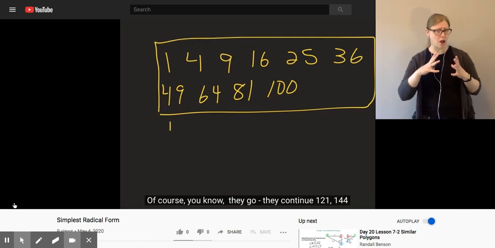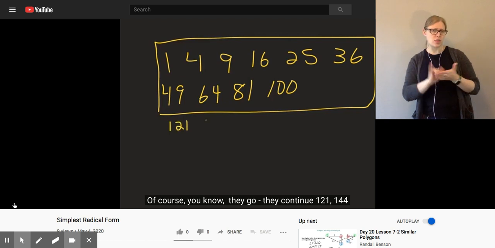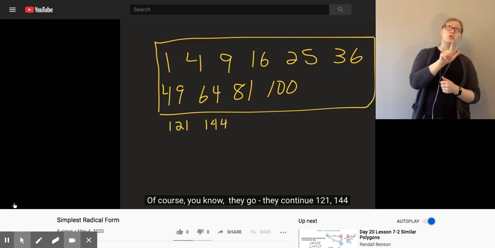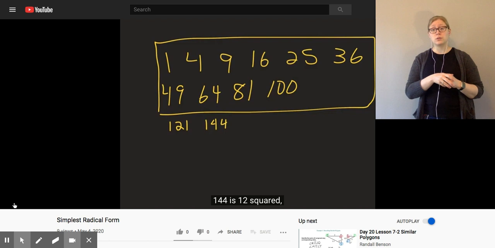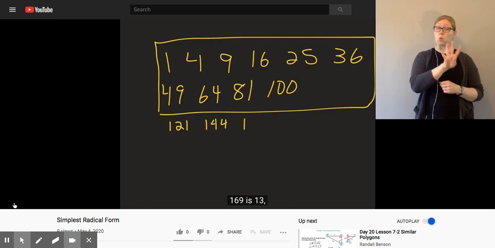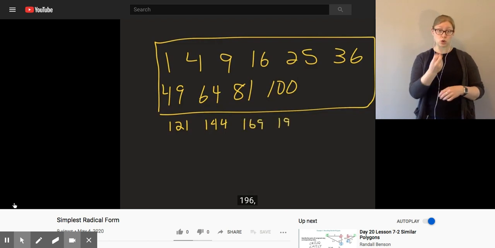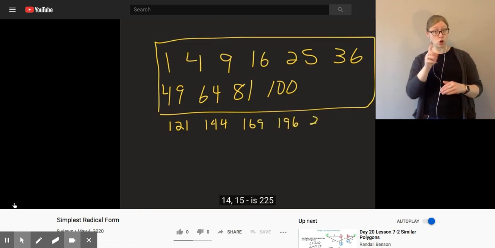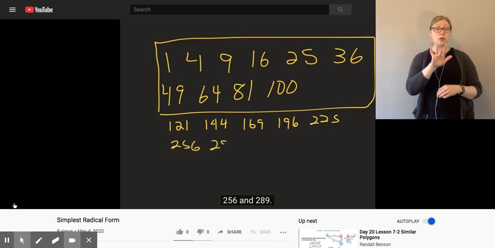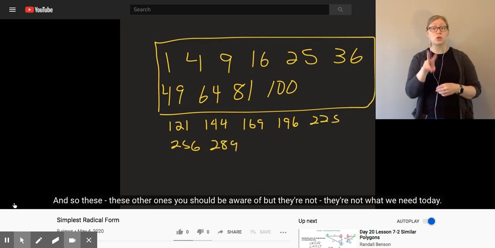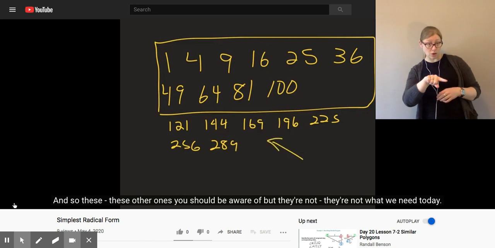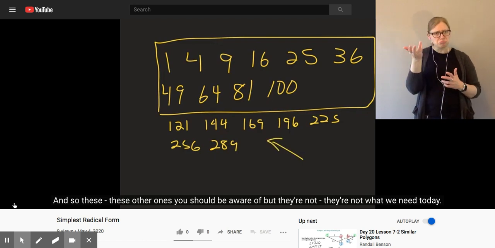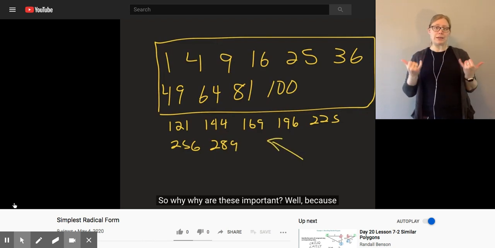Of course, they continue: 121, 144, 144 is 12 squared, 169 is 13, 196, that's 14, 15 is 225, 256, and 289. And so these other ones you should be aware of, but they're not what we need today. So why are these important?